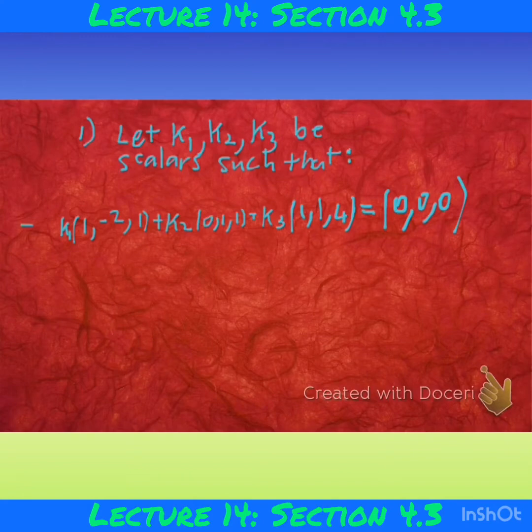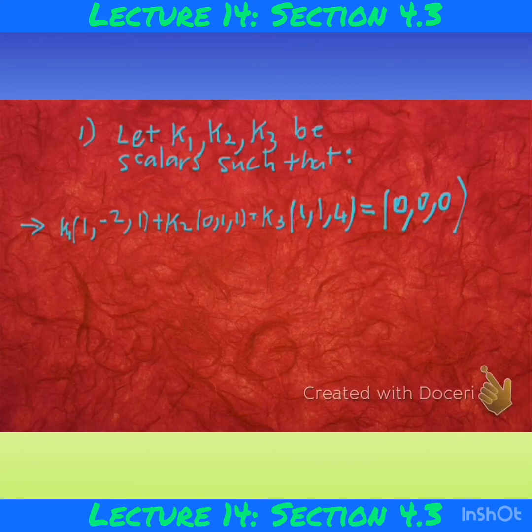Okay, so we need this to hold. Now, what are these scalars K1, K2, and K3? For linear independence, we need K1, K2, and K3 to be 0. For linear dependence, we need at least one of K1, K2, and K3 to be non-zero.